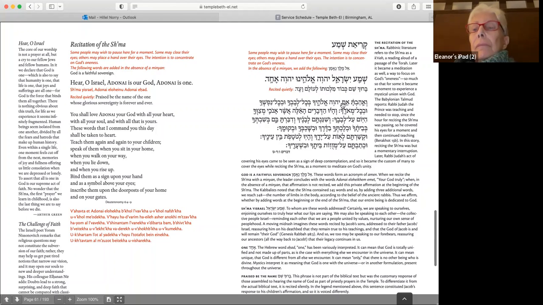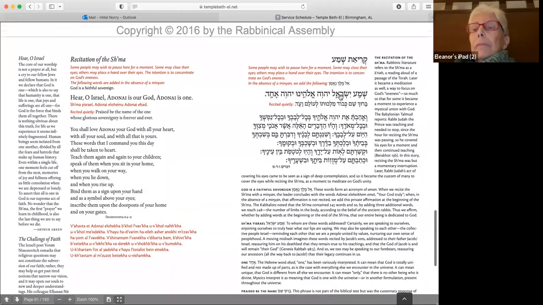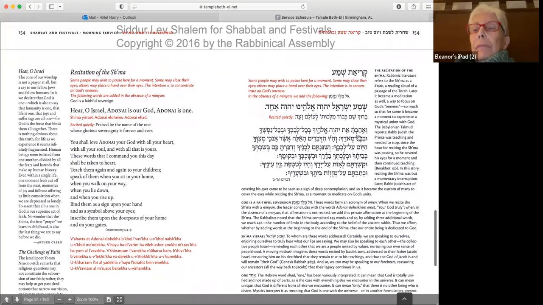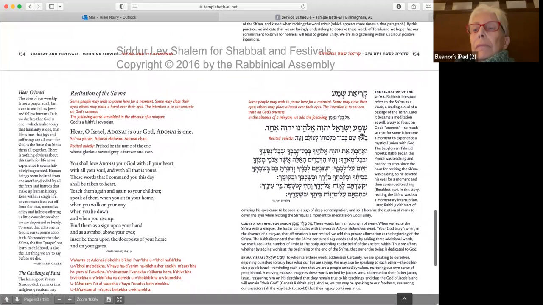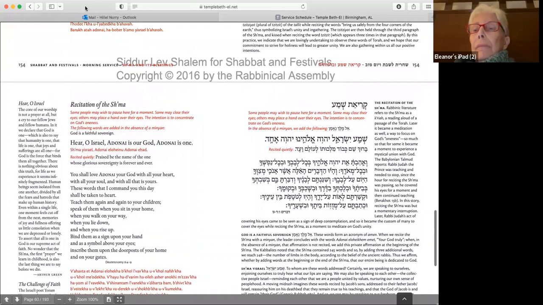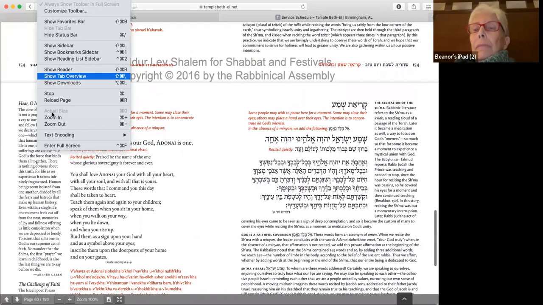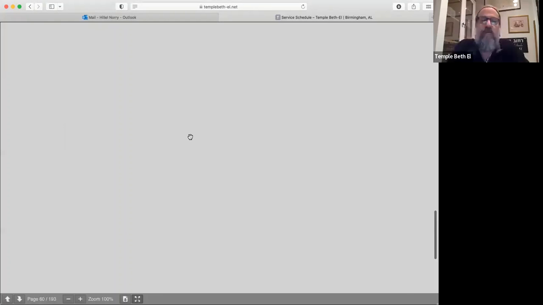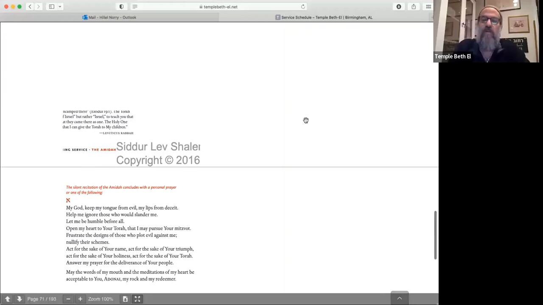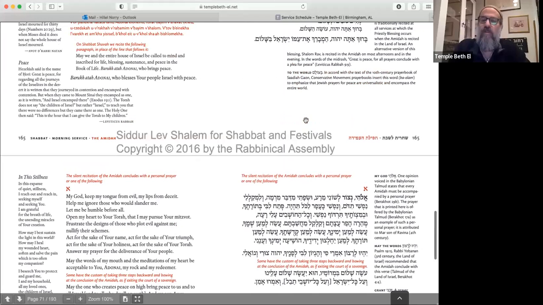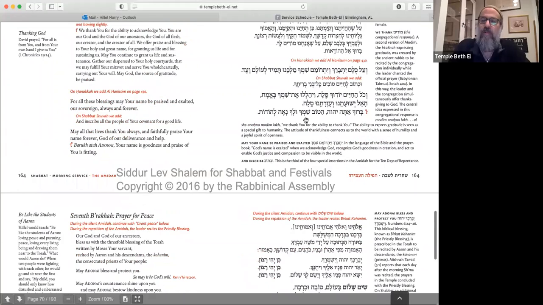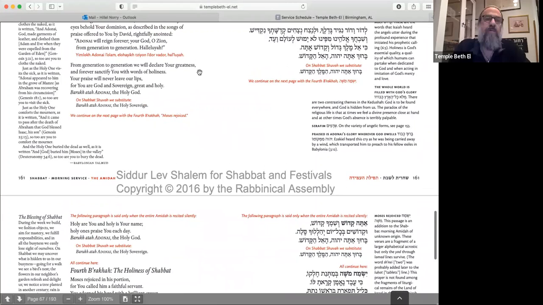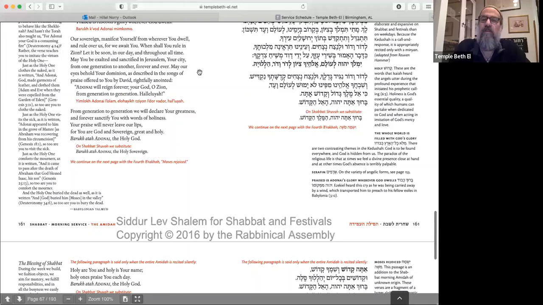We say this one along with the trope. The markings from the Torah, and you can see them here. Will this let me zoom in here? It's not letting me zoom. Zoom in. There we go. Oh, too much. Oops, sorry about that. I'm going to leave it alone.